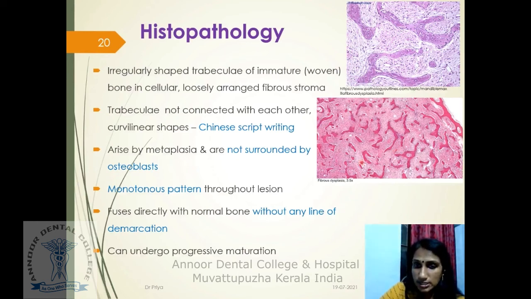Now, the bone present here usually arises by metaplastic change. Whatever bone formation happens here originates as a result of metaplasia, and it is not surrounded by osteoblasts. You don't see osteoblastic rimming. So in fibrous dysplasia, there is absence of osteoblastic rimming. And this is more of a monotonous pattern. If you observe, it is a uniform, monotonous pattern. At the border, it fuses directly with the normal bone without any line of demarcation. The normal bone and lesional tissue are merged together. Later on, they can undergo progressive maturation.